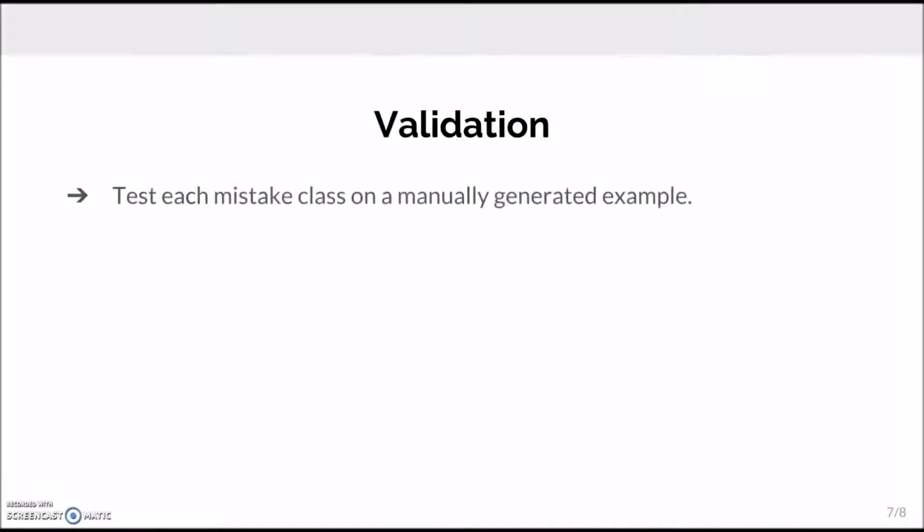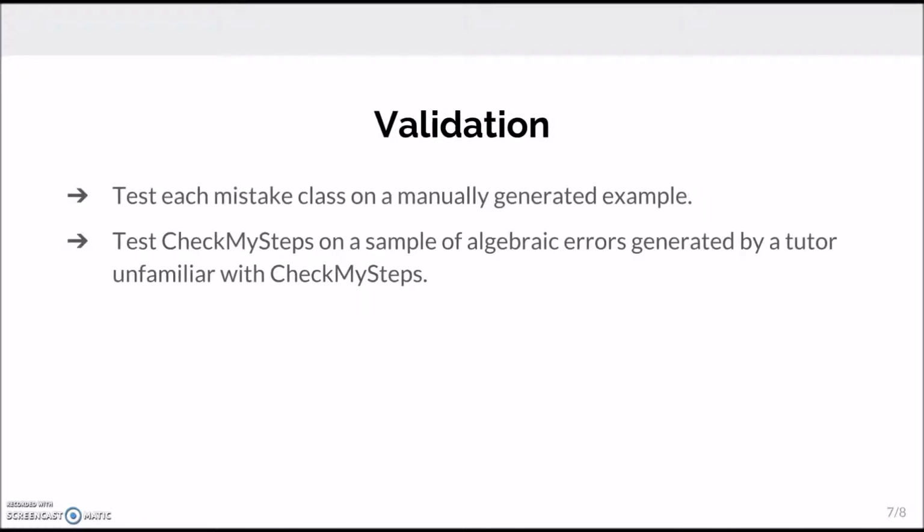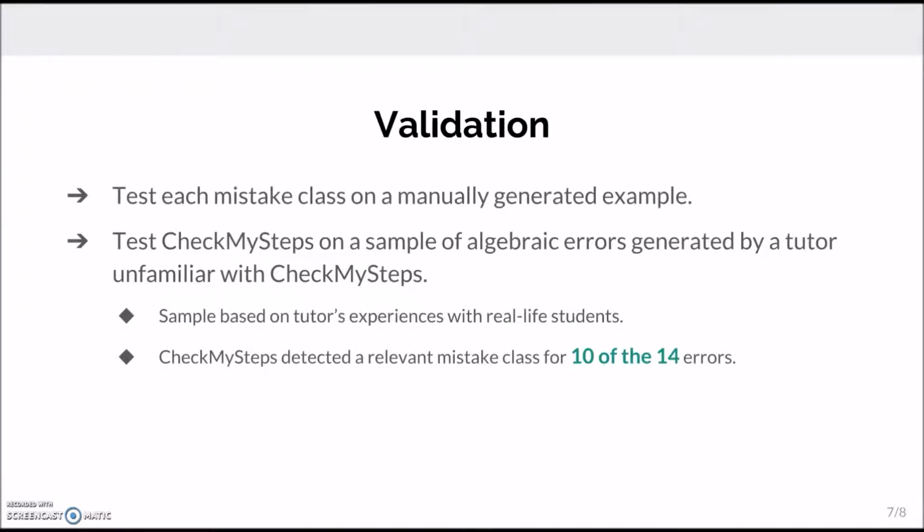Now let's talk about how CheckMySteps was validated. The simplest method of validation was just to manually generate examples for each mistake class and then test each mistake class on those manually generated examples. But to minimize designer's bias, CheckMySteps was also tested on a sample of algebraic errors generated by a tutor who was unfamiliar with CheckMySteps. This sample of algebraic errors was based on the tutor's experiences with real-life students, and CheckMySteps detected a relevant mistake class for 10 of the 14 errors.